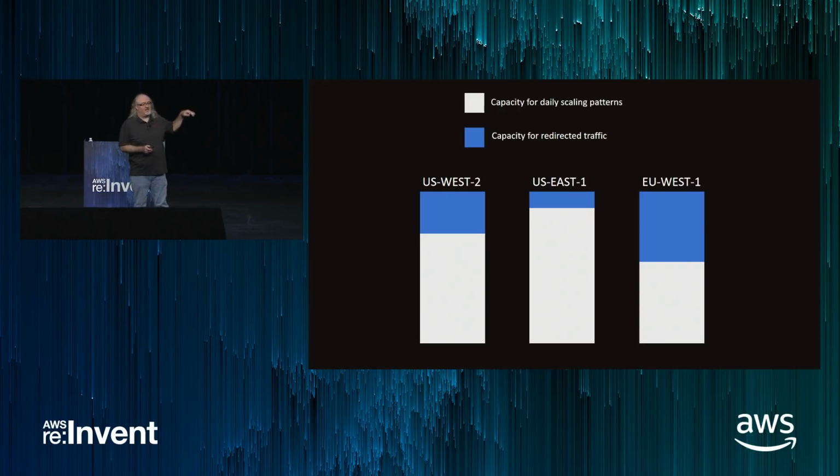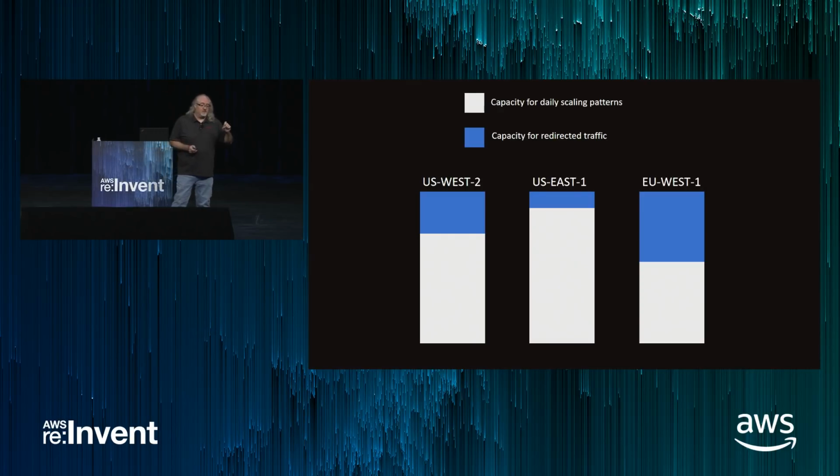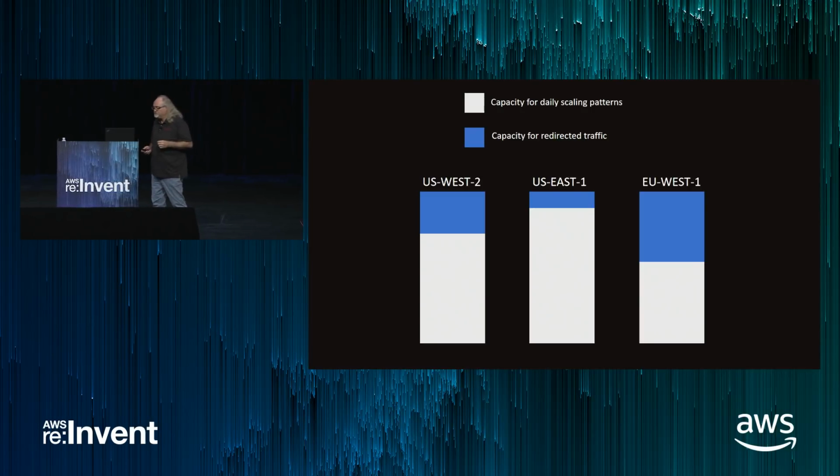So the gray capacity there is there for our daily diurnal scaling, for those normal patterns. And then the blue represents capacity we have planned for redirected traffic. Now, we redirect traffic for a few different reasons. One of them is very simple. If we see traffic end up in EU West 1 that we believe belongs in US East, we just redirect it from those Zuul layers in one region to another. But we need to make sure that we have a little bit of capacity there available to do that.